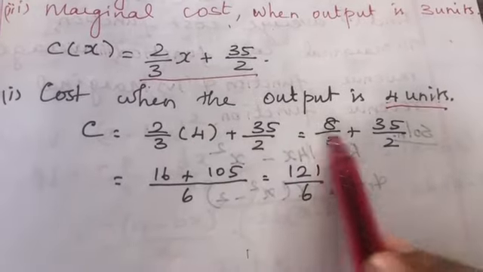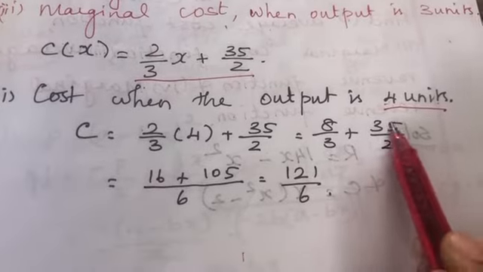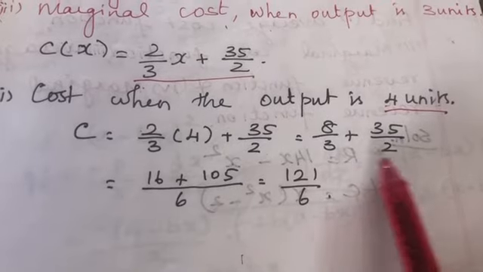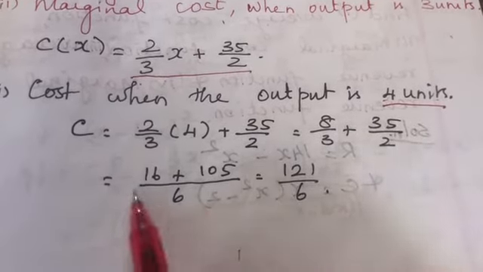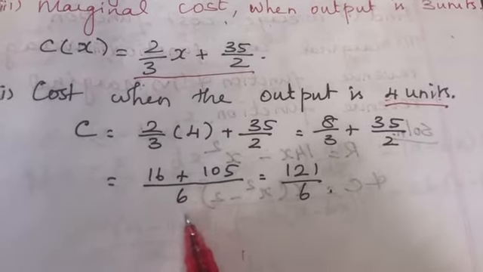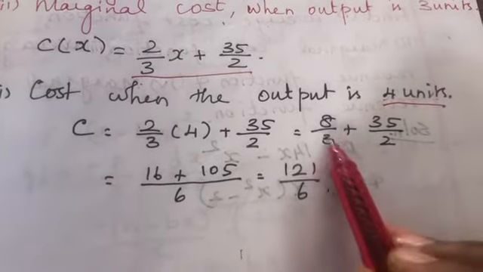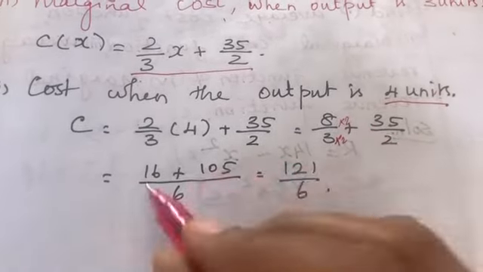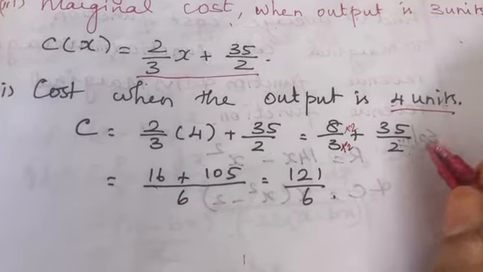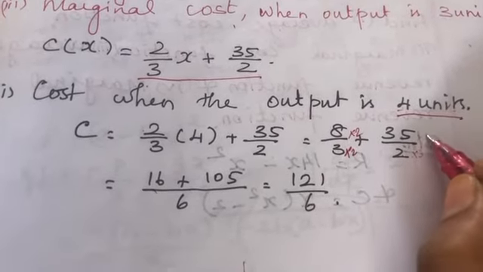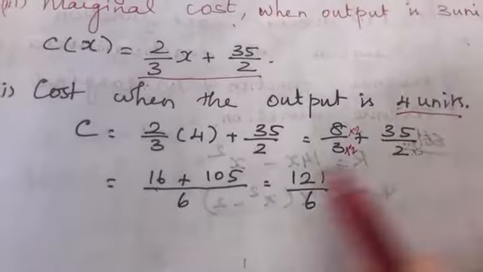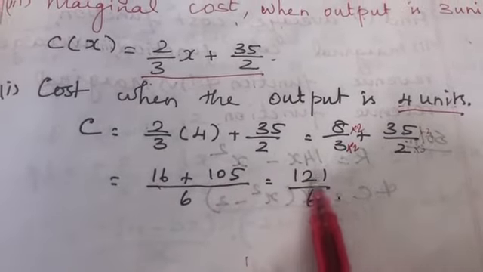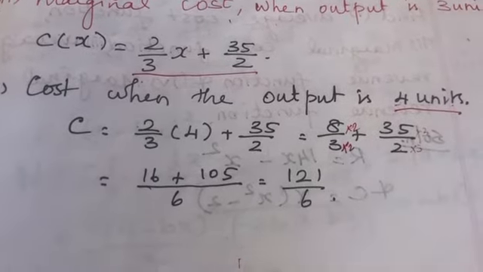2 4s are 8. So, it is 8 by 3 plus 35 by 2. We can take 6 as LCM. Here 3 is the denominator and here 2. So, we can take 6 as a LCM. So, if we take 6, then we have to multiply the numerator and denominator with 2. So, 8 2s are 16. Here 2 is there already. We have to multiply the numerator and denominator by 3. So, 35 into 3, that is 105. So, while adding these two, we get 121 divided by 6.